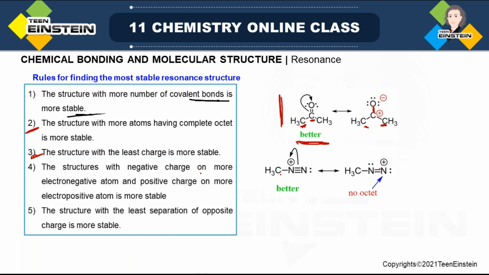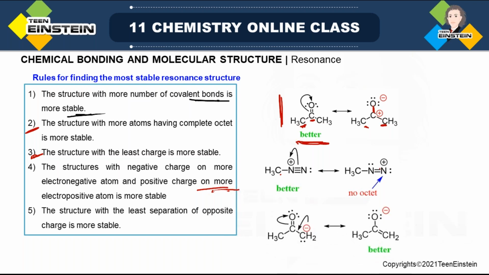The structure with negative charge on a more electronegative atom or positive charge on a more electropositive atom is obviously stable, because we always try to put negative charge over the more electronegative atom. Suppose negative charge is present. Just take this example, acetone. I should not consider this one, because we have to take the type of example where in one resonance structure the negative charge is present on a less electronegative atom and in the other structure on a more electronegative atom. Then which structure should you consider?